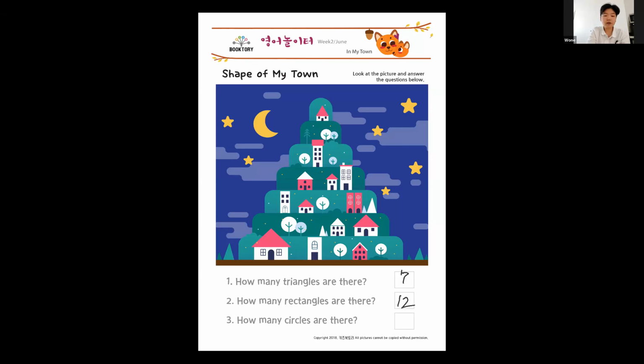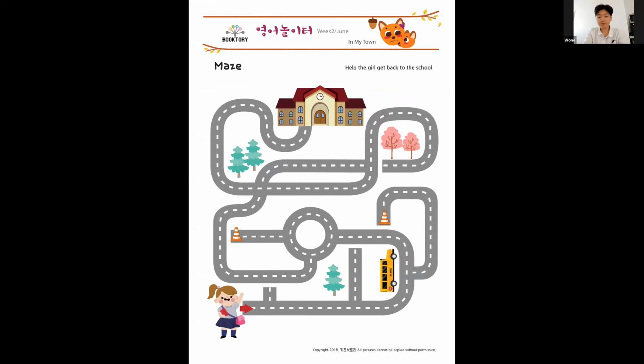How many circles are there? This one's a bit easier. 1, 2, 3, 4, 5, 6, 7, 8, 9. It looks like there are 9 circles. All right, let's go on to the next page.